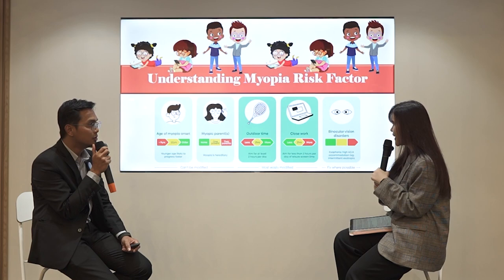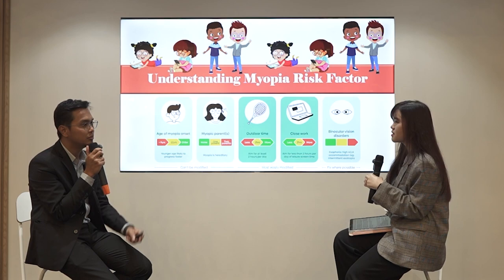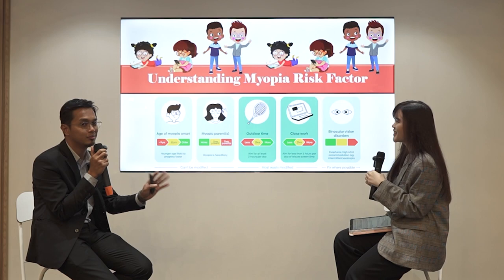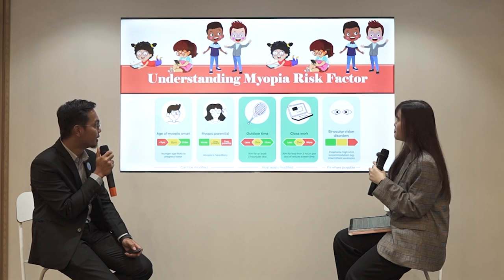So if you are coming back from school, then you have tuition and you do homework for more than 2 hours already, then no more screen time for you on that day. So parents, you have to control this. Then the last is binocular vision disorder.